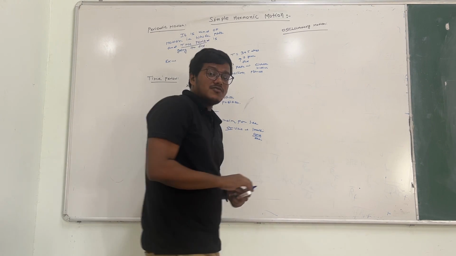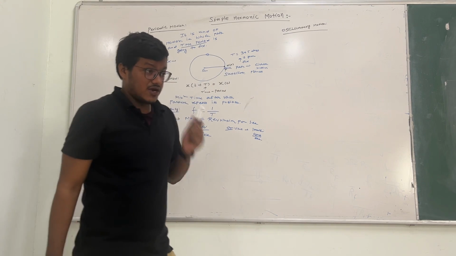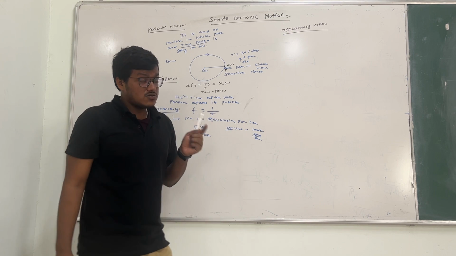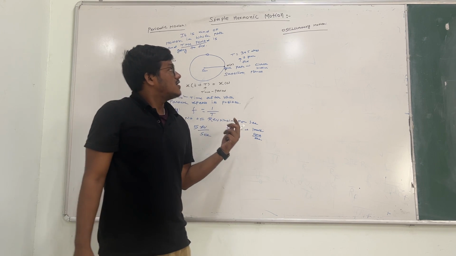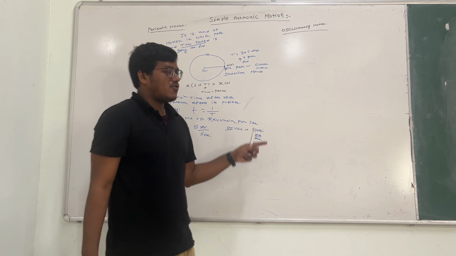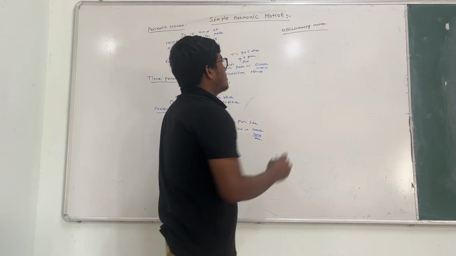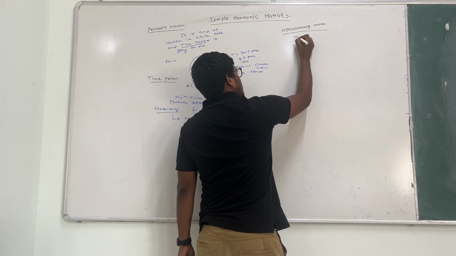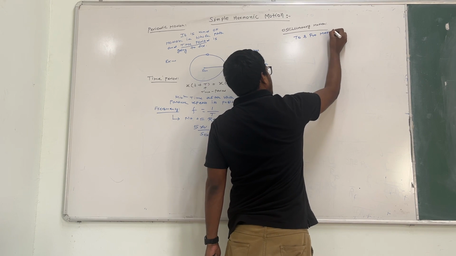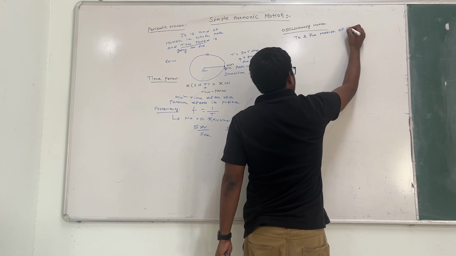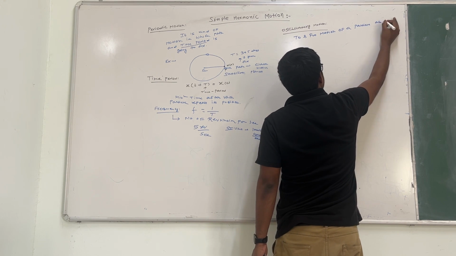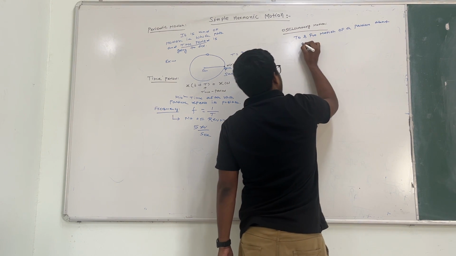Oscillatory motion is a kind of to and fro motion about a fixed point. We are going to give more importance to that fixed point, because sometimes we call this fixed point the mean position or equilibrium position. So the fixed point is very important. So oscillatory motion is the to and fro motion of a particle about a fixed point.